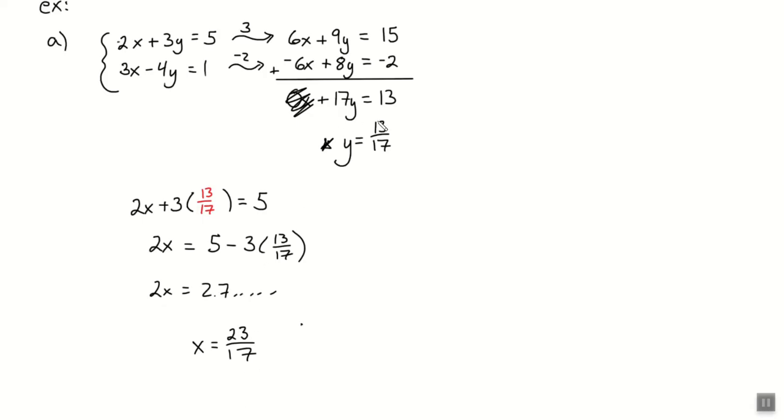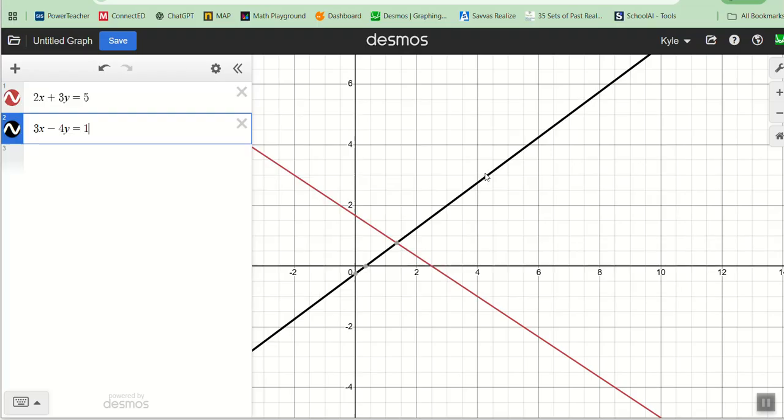Let's see, 23/17. That should be approximately 1.35. Hey, we're right. Now, again, I really want to stress, I don't care if Desmos can do your problems. That's not my job, right? It's not to teach you how to use Desmos. My job is to teach you the math, the mathematics underlying this.